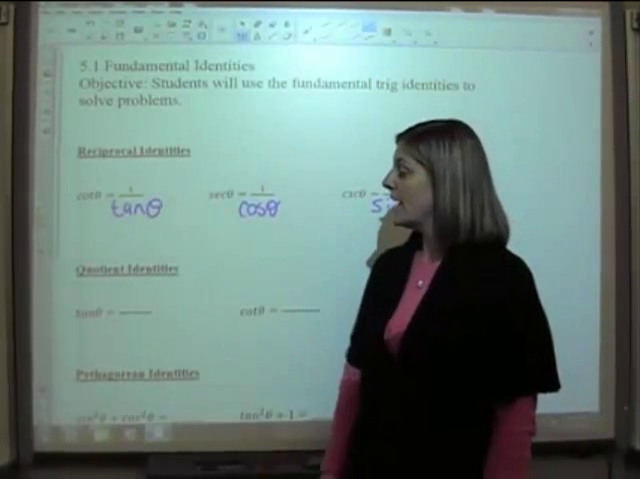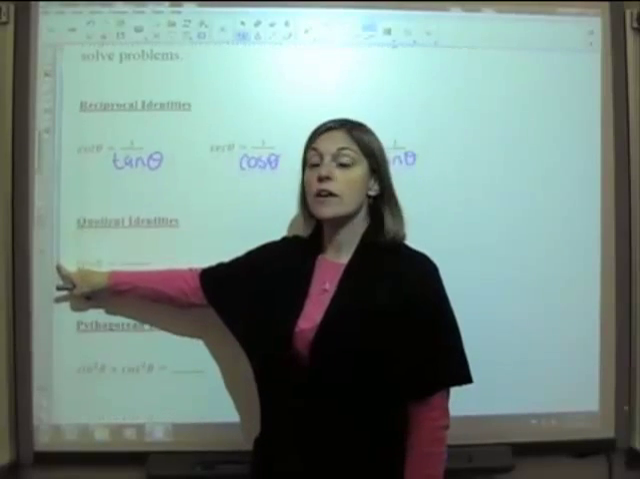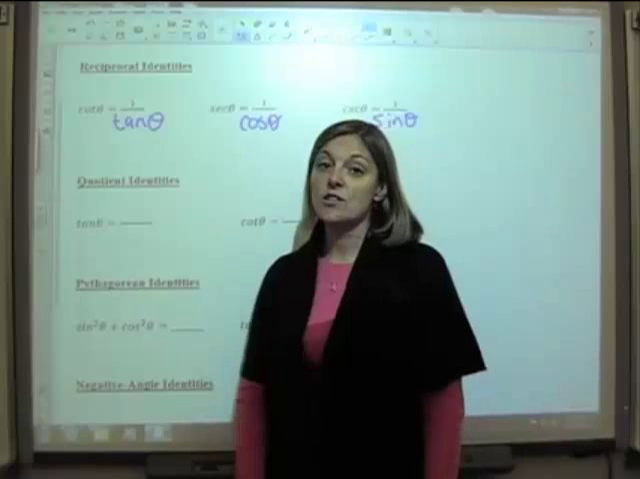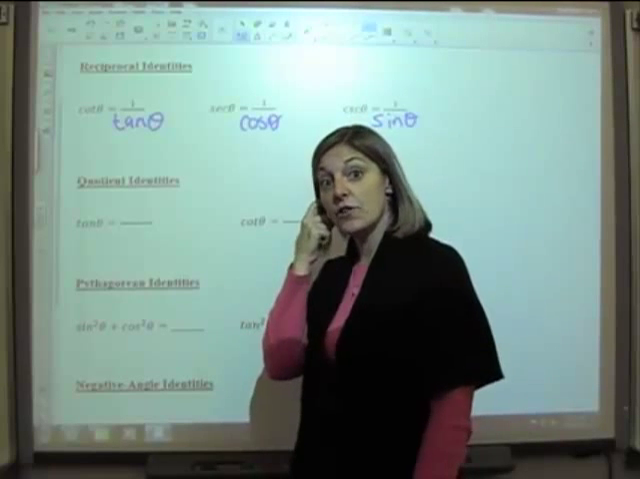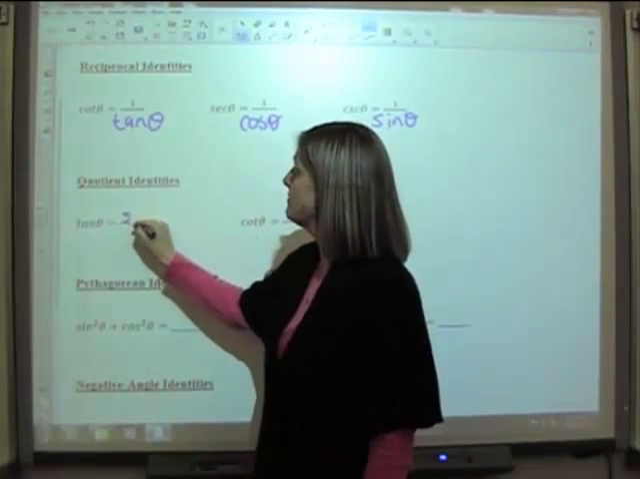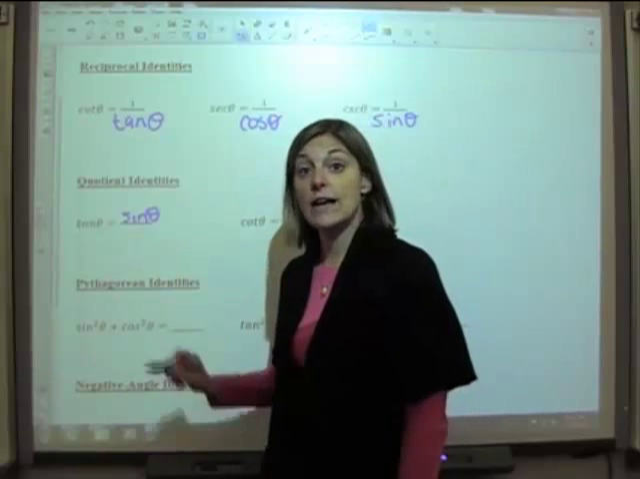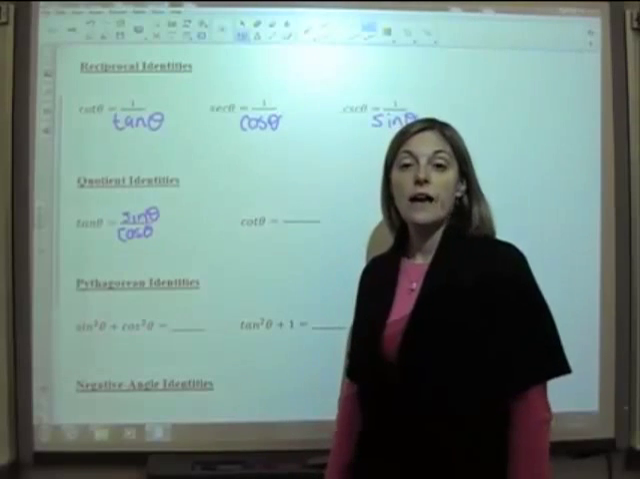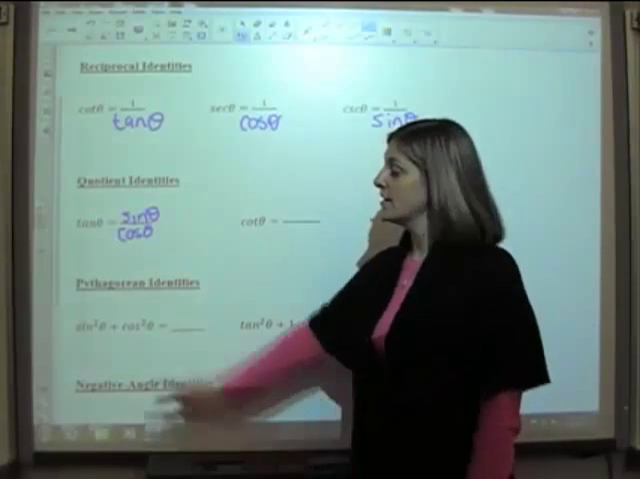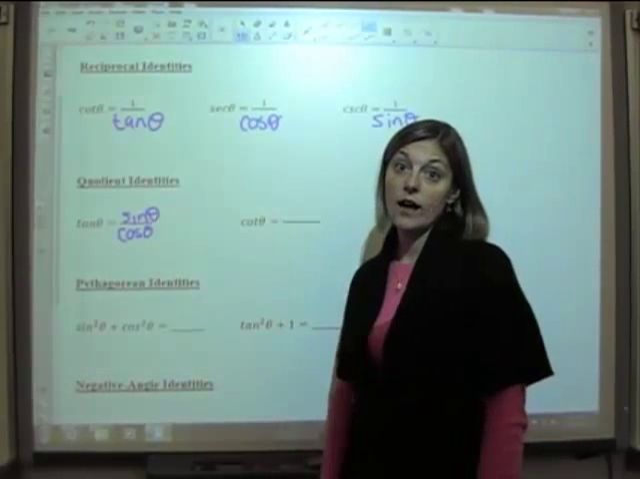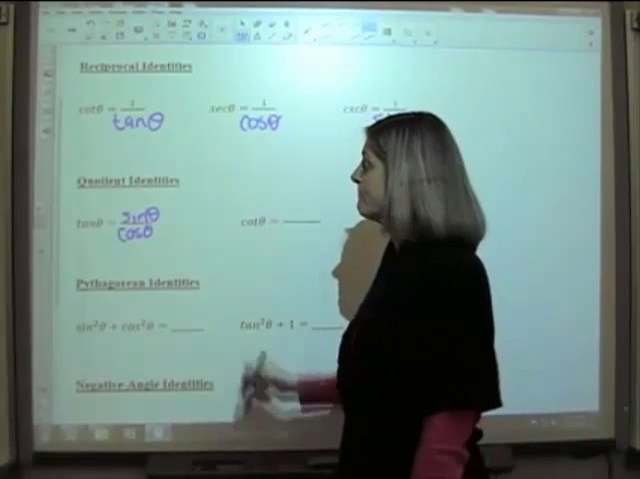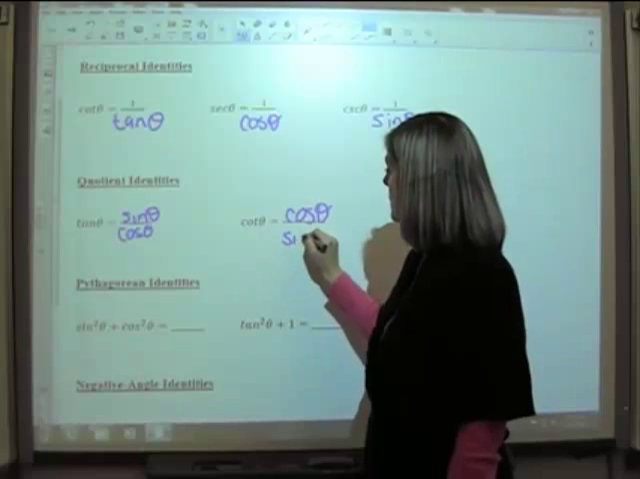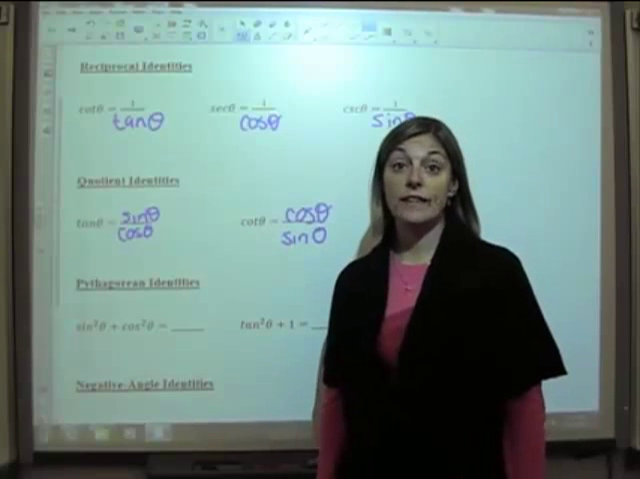Then we have our quotient identities, and remember that quotients are just division problems. So we have tangent, and the identity for tangent is going to be sine over cosine. And then our quotient identity for cotangent is just the reciprocal of the quotient identity for tangent, so we have cosine theta over sine theta.